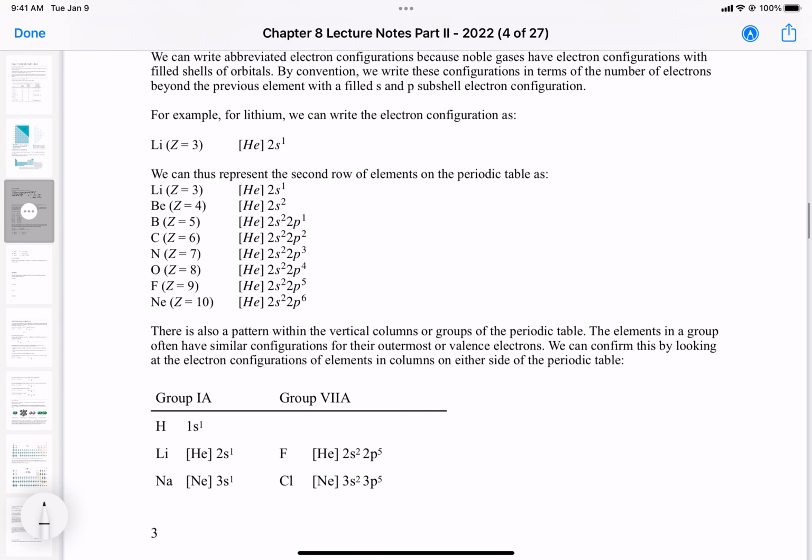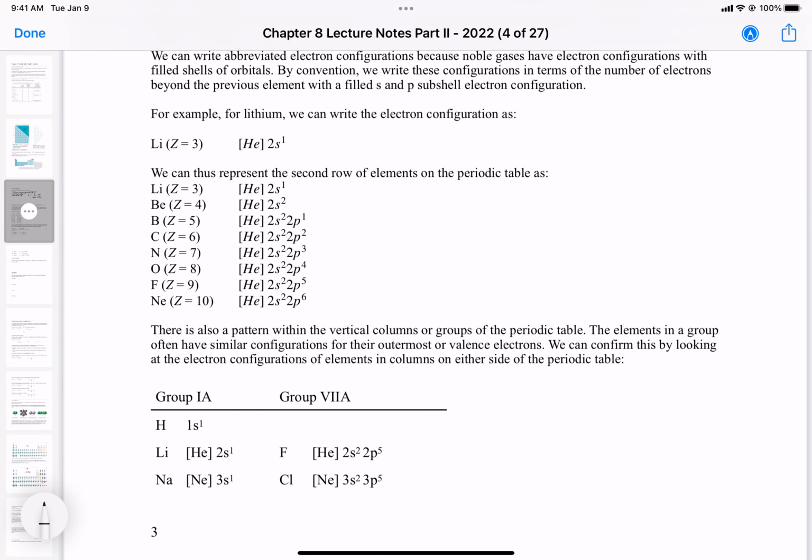Okay? So there's also a pattern within the vertical columns, or groups, of the periodic table. The elements in a group often have similar configurations for their outermost or valence electrons. We can confirm this by looking at the electron configurations of the elements in the columns on either side of the periodic table. For example, group 1, they all have configurations of s1, so they have 1 valence electron. And then group 7A, they have a configuration of s2p5, and you see there's 7 valence electrons.